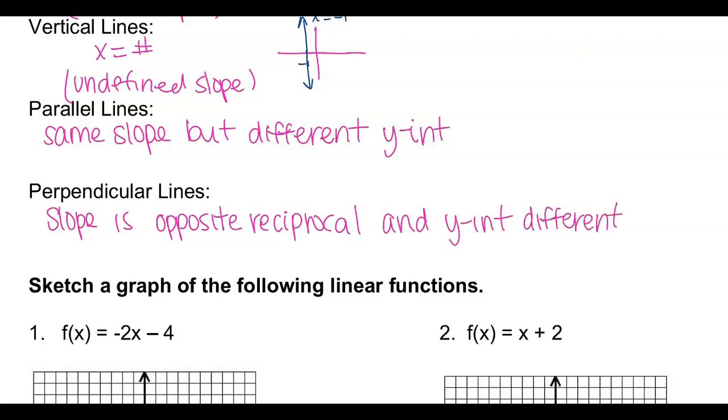So for instance, let's say I had the equation y equals 3x plus 2. What's the slope in this equation? My slope is equal to 3.